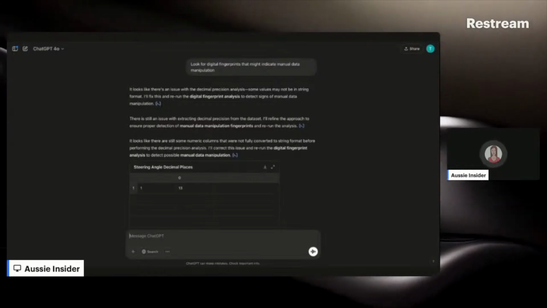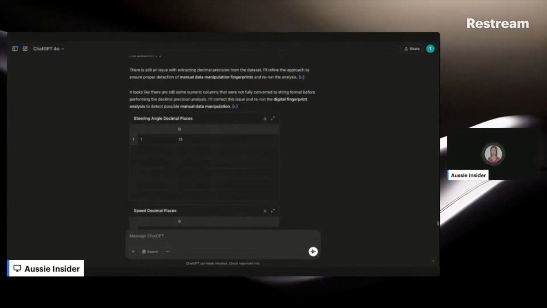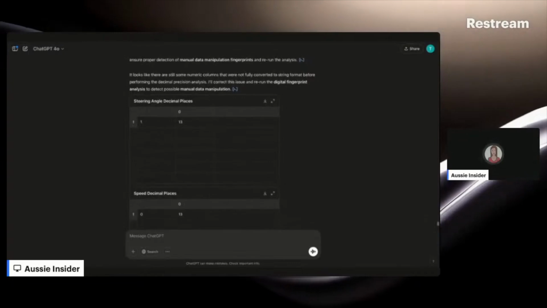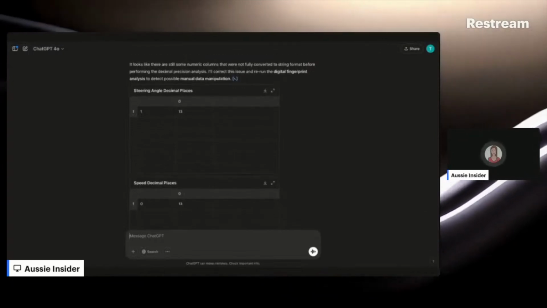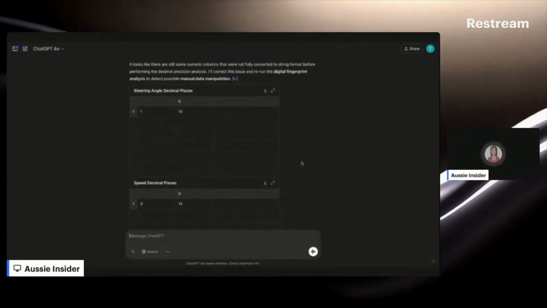It looks like there's an issue with the precision. All right, we did that. There's still an issue with the... It looks like there are still some numeric columns that are not fully converted to string format.